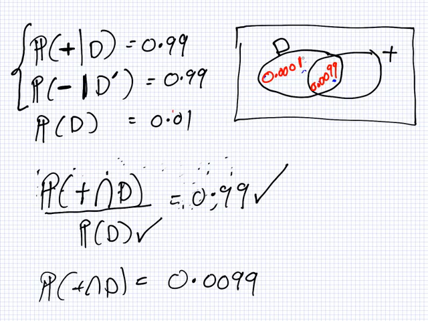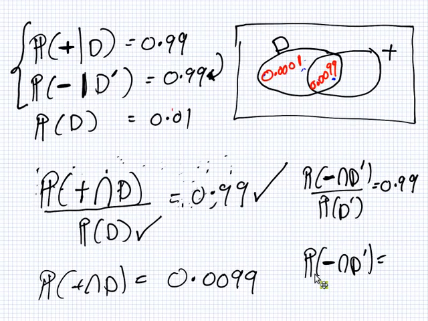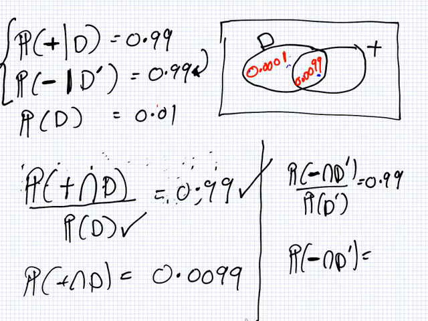Next, now, let's have a look at this one here. So this one says probability of negative and no disease divided by probability of no disease equals 0.99. Now what's the probability of not having the disease? 1 minus this, which is 0.99. So you can now get probability of negative and no disease will be 0.99 multiplied by 0.99. And you get 0.9801.